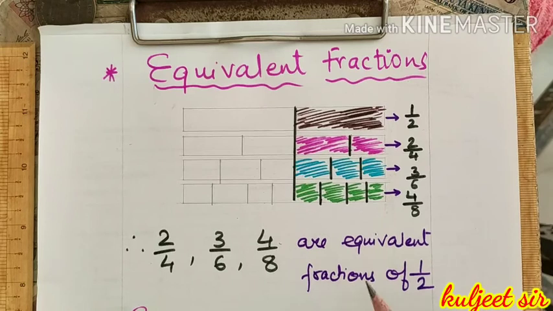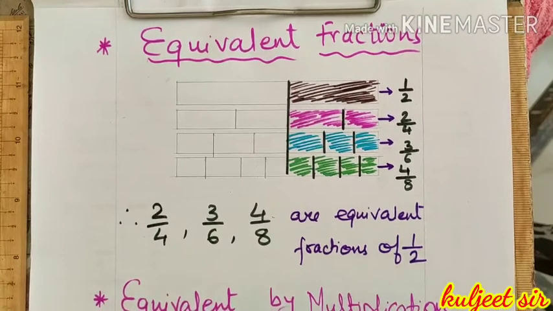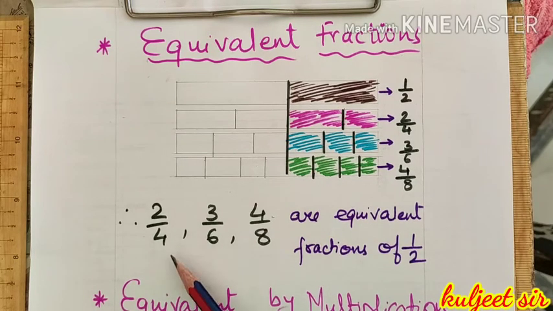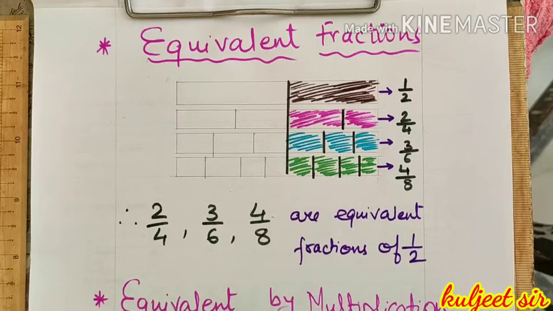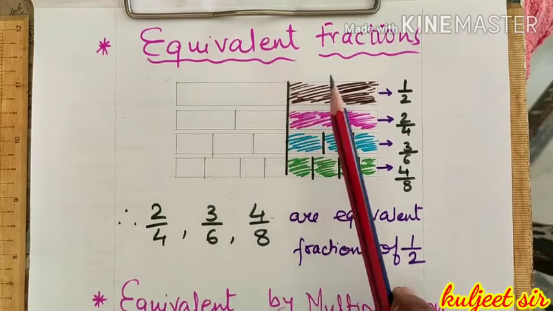So equivalent fractions are what? Equivalent fractions are those fractions that have the same value or that represent the same part of the whole. Hence 2 upon 4, if you divide 2 by 4, you will get 1 by 2. If you divide 3 by 6, again you will get 1 by 2. You divide 4 upon 8, again you will get 1 by 2. So these fractions are the equivalent fractions of 1 by 2 and hence are known as equivalent fractions.